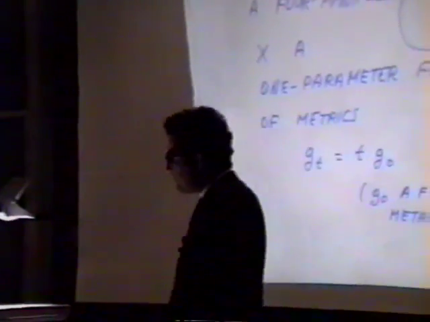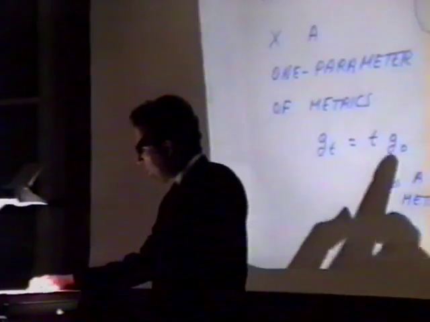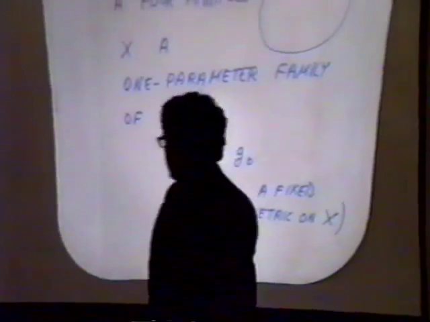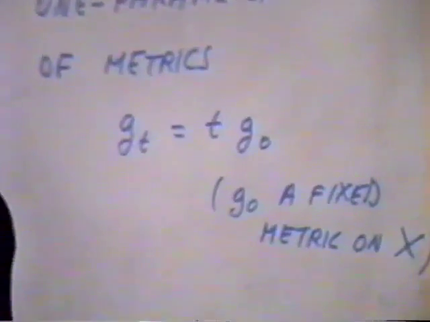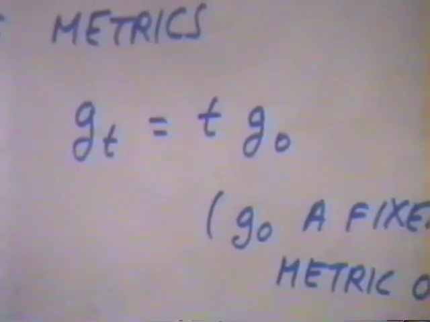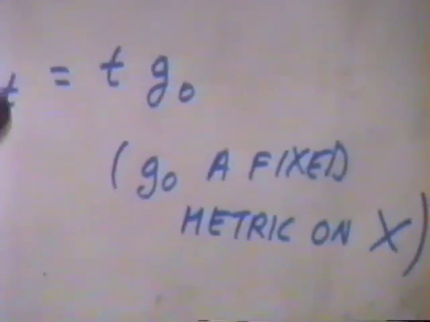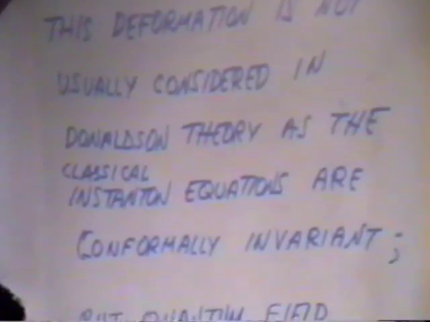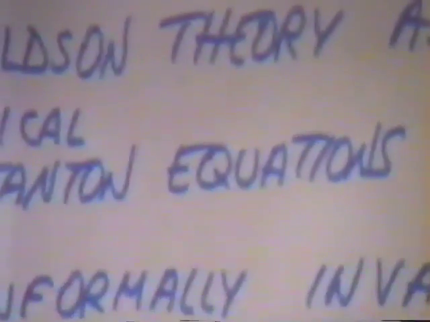But here we'll consider not a single metric on X. Rather we'll fix a metric G0, and we'll consider a one-parameter family of metrics, G_t, which is t times G0, where t is a real parameter that goes from 0 to infinity. Now, saying that that's what we're going to do may sound strange to people who work on classical Donaldson theory, because classical Donaldson theory is based on classical nonlinear partial differential equations, which are conformally invariant. And therefore, this deformation would do nothing in classical Donaldson theory.